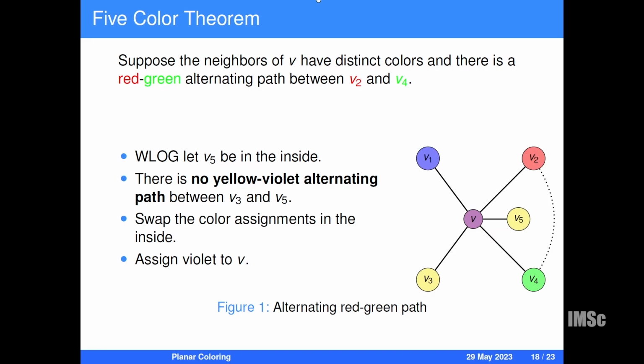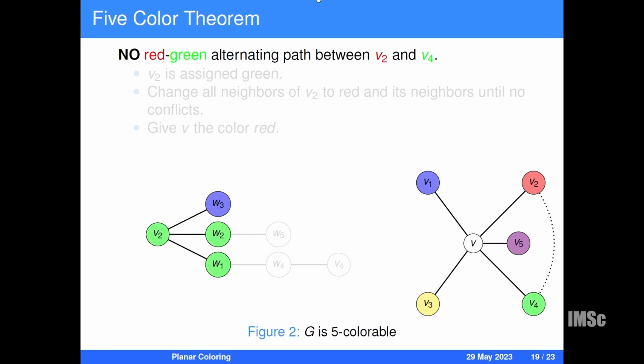You can swap the colors of red and green within a component. Sure. Okay, what she suggests is to start with V2 and then change the color of V2 to green. Now as a result there can be some conflicts, right? Because initially it was colored red, it could have some green neighbors. As a result there are some conflicts.